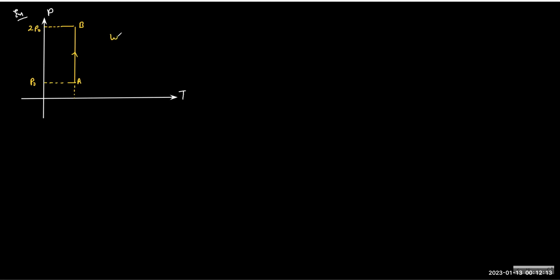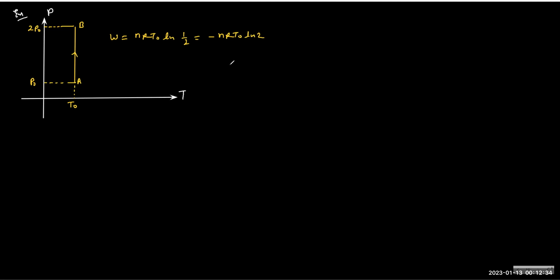Can you tell me what is the work done in this process? So work done we can write as nRT ln 1/2, since it is P1 by 2, so it's 1 by 2. And the answer is negative, right?